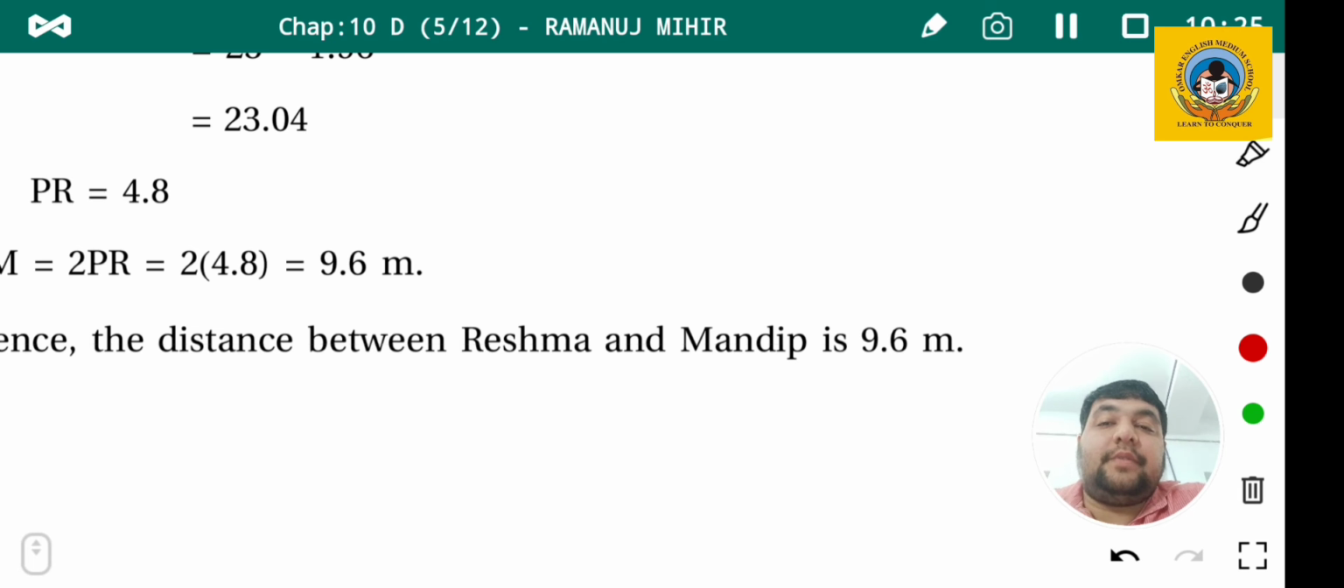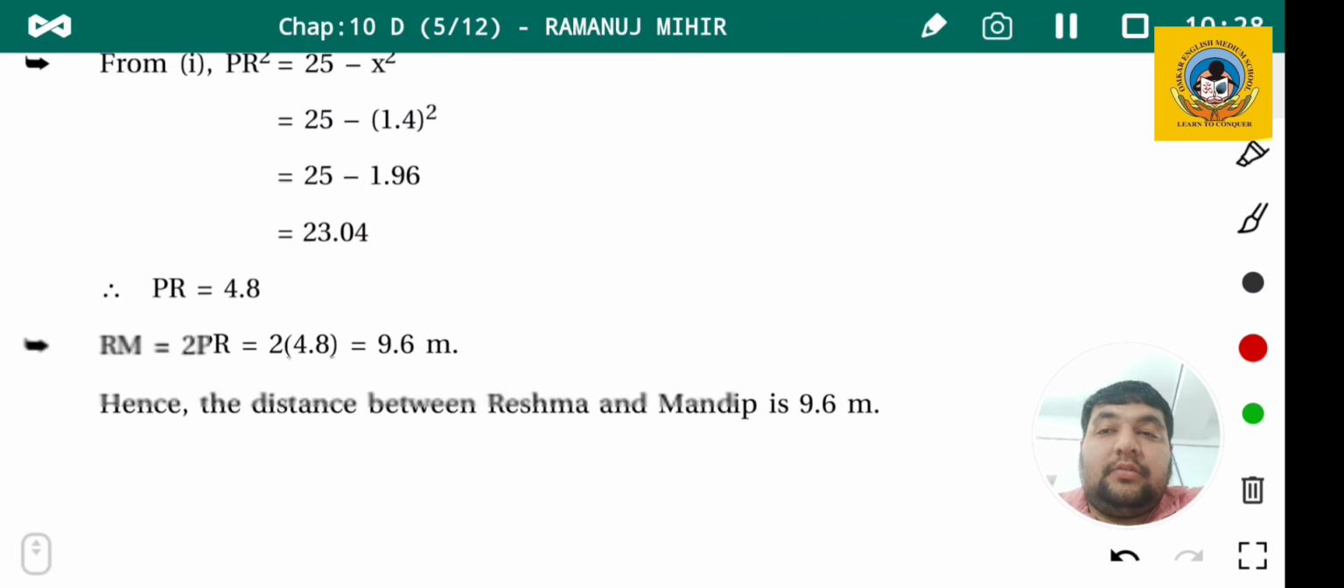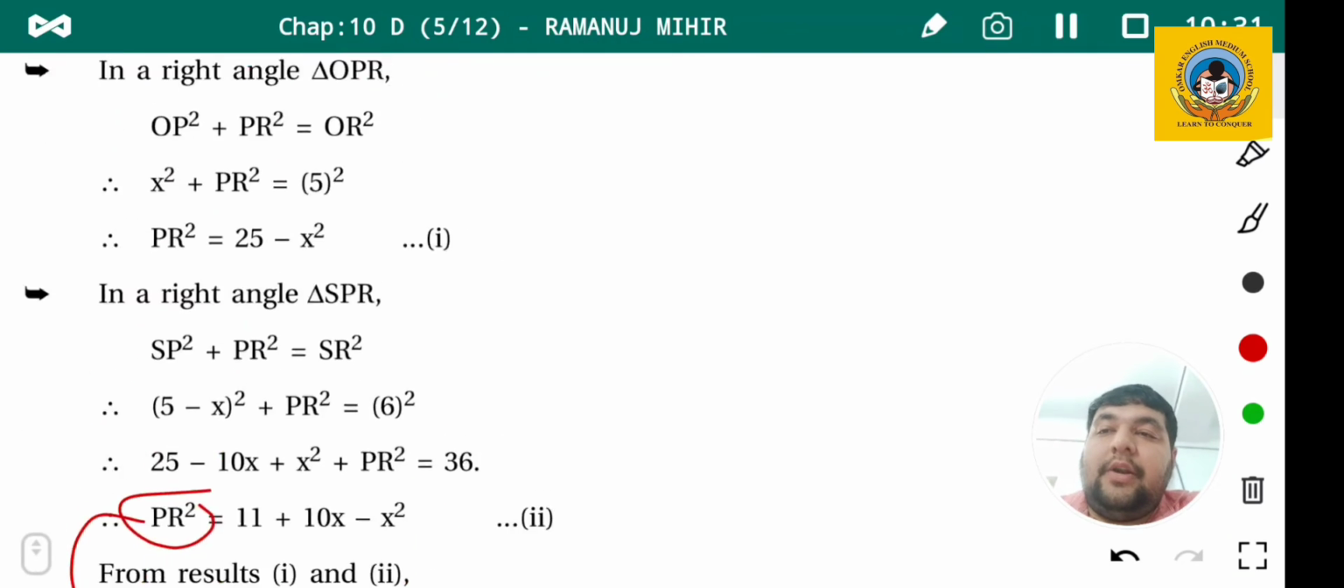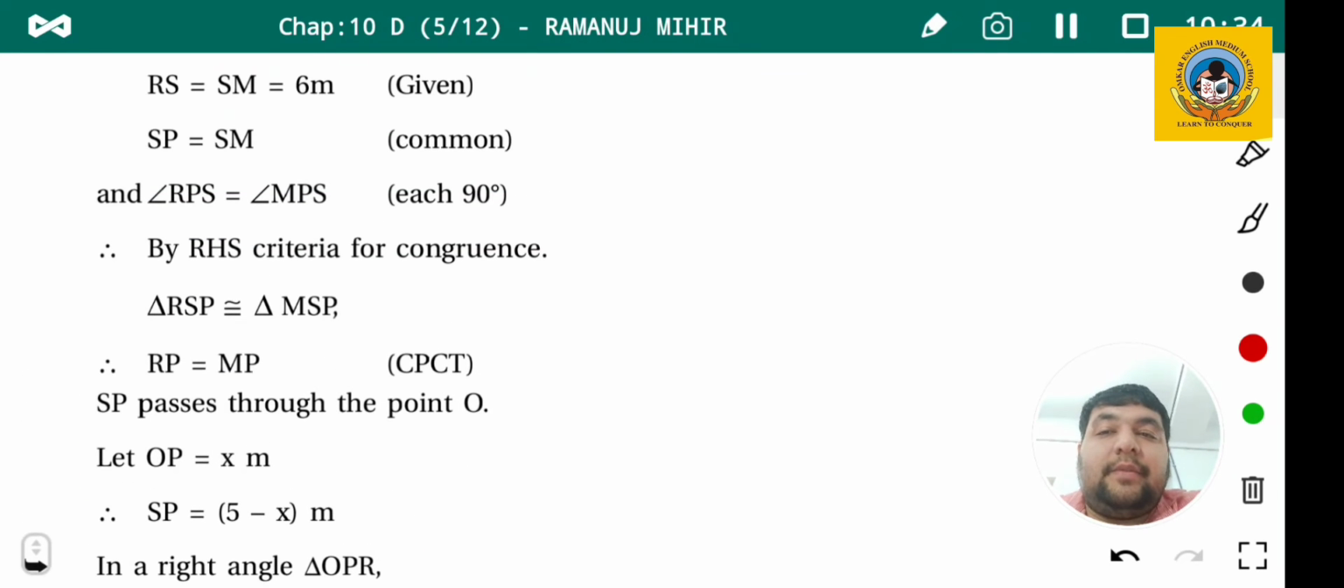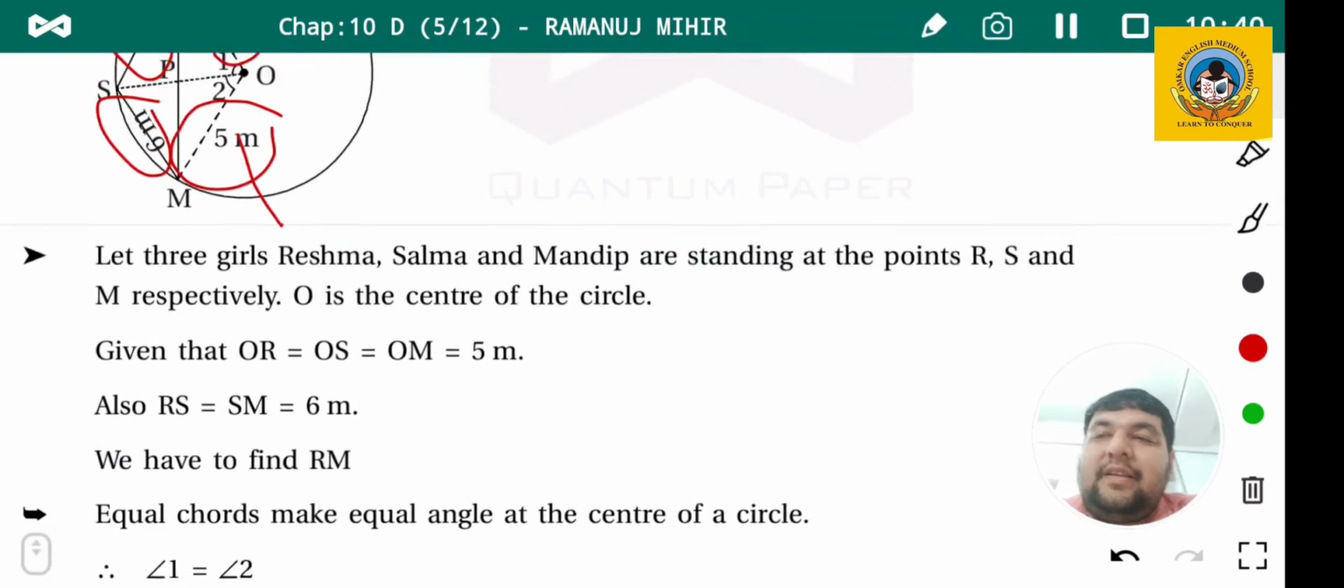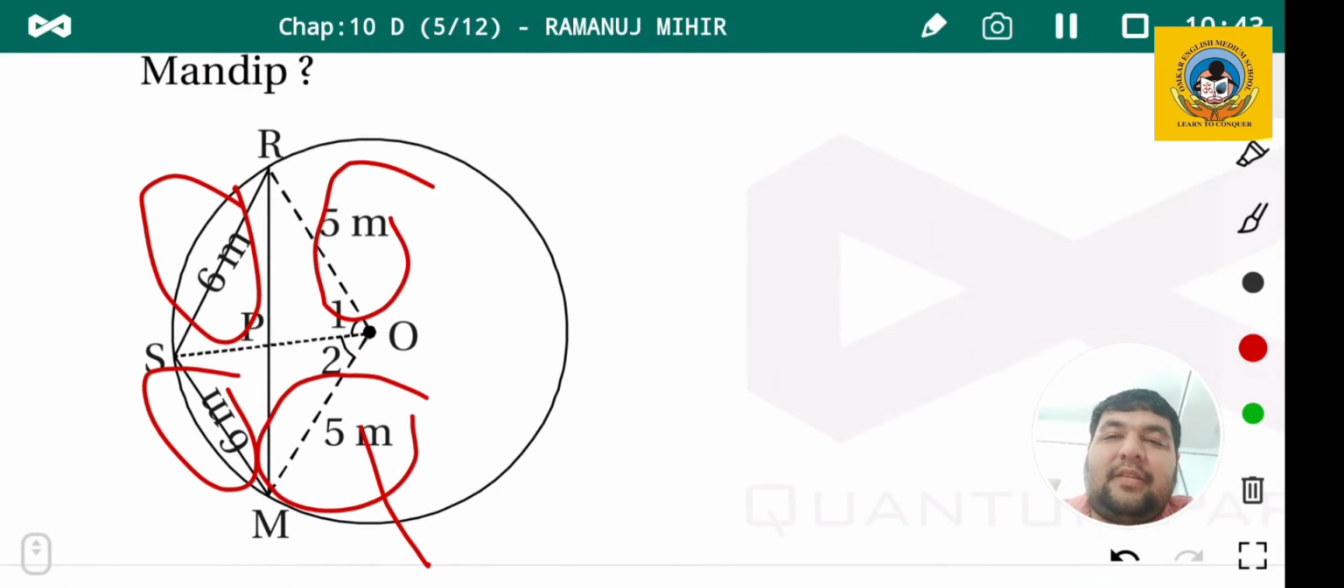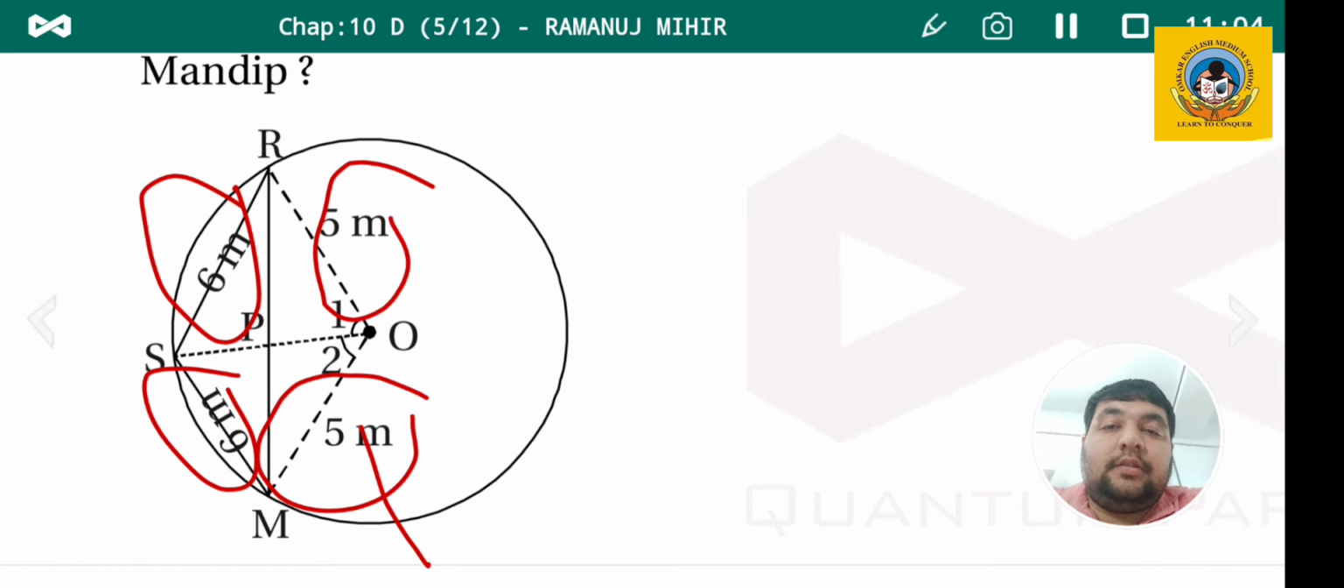What will you do if this question is asked in MCQ? You can solve it by drawing. Make a circle of 5 cm. Then put these points R and S on the chord of 6 cm. Then another S and M on the chord of 6 cm, and measure RM by the scale and check it, whether you are getting the correct answer or not. Okay. So this is a lengthy sum, but the calculations are very easy.